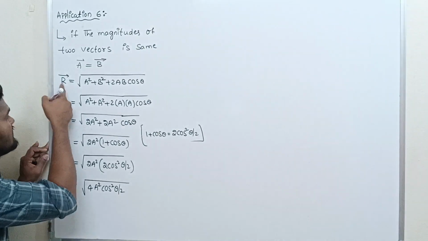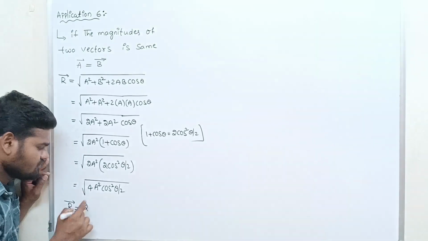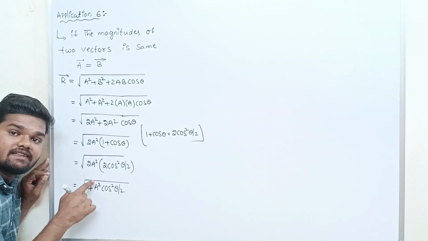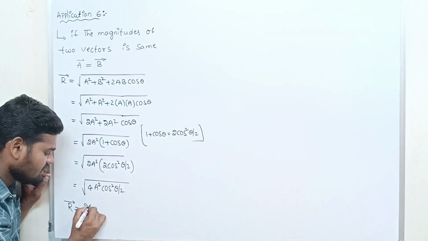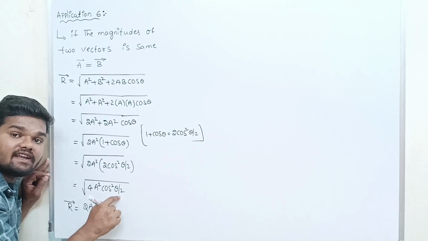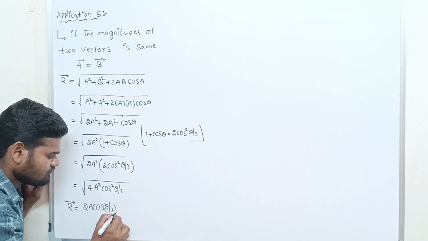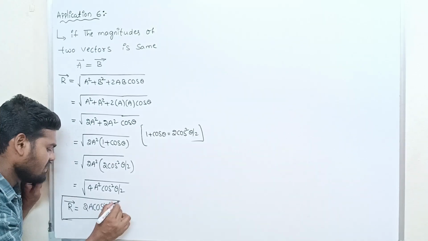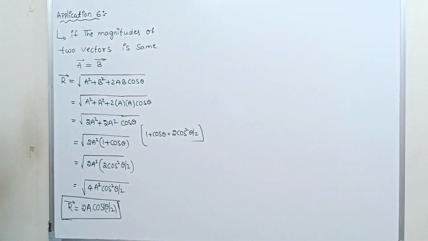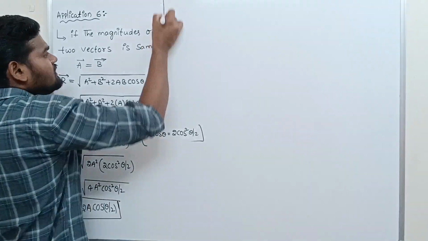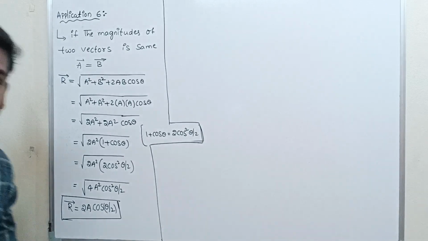So the resultant vector r bar is equal to, 4 comes out of the root and becomes 2, since 2 square is 4, so the square root cancels out and 2 remains. A square comes out of the root and becomes a. Here cos square theta by 2 is there, so the square root cancels out and you get cos theta by 2. So the value of the resultant vector r bar is 2a cos theta by 2. Are you getting it now? Any problem? No problem, sir. Simple mathematics, sir.